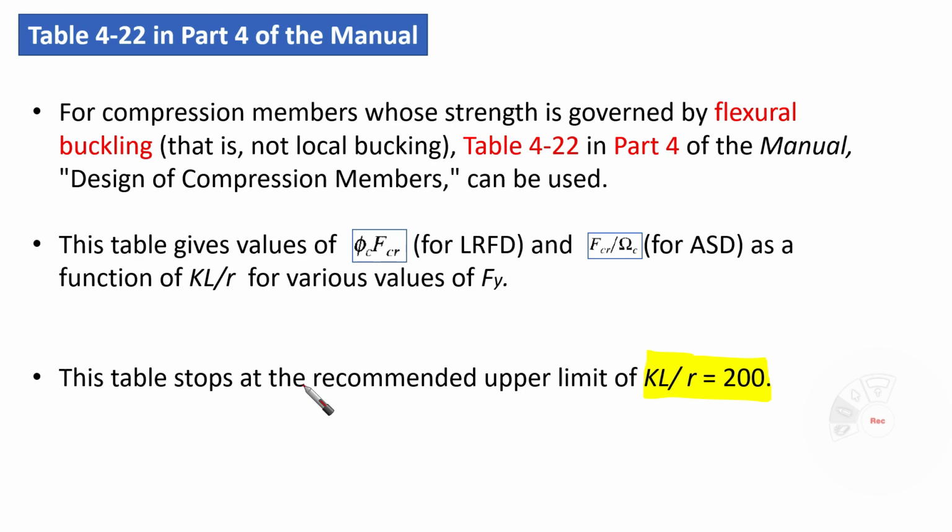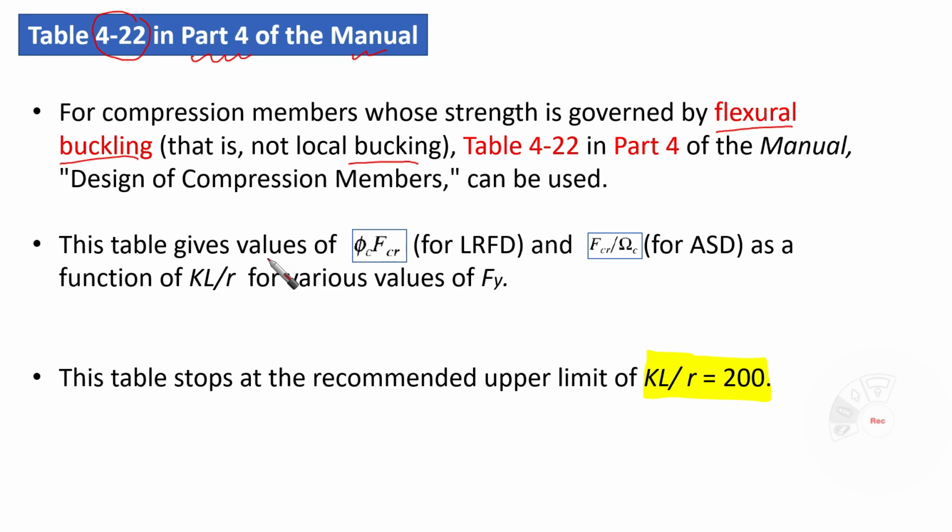Okay, first of all, we have two main types of tables that you are going to find in AISC. The first one we call Table 4-22, which is going to be in Part 4, as we have mentioned before, in the manual. You are going to find this table is for compression members whose strength is governed by flexural buckling. Okay, that is not local buckling.